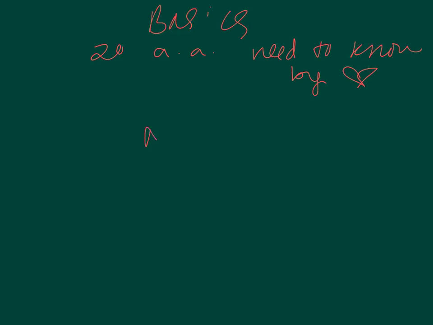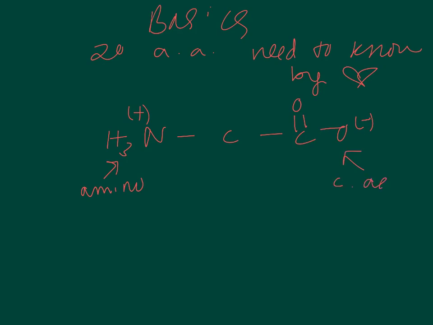So all the amino acids have an NCC. We call this the backbone. It contains an NH3 plus. This is the amino functional group. Hopefully you remember that. It contains a carboxylic acid over here. I'm going to call it the C acid. And then in the middle, there's a carbon attached to a hydrogen. We call this the alpha carbon.